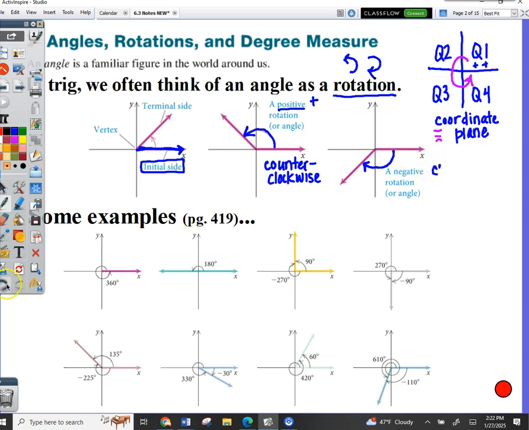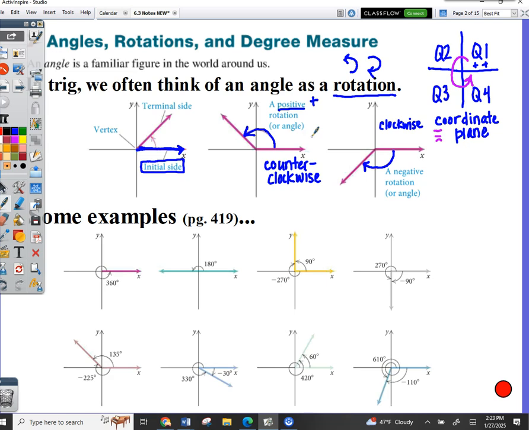Clockwise. This is clockwise. Let's see, I don't want to write it right there. I'll write it right here. This is clockwise. Now, you might be thinking, how am I going to remember positive goes counterclockwise, negative goes clockwise? Because it's kind of backwards, right? You would think positive's clockwise. It's not. They're backwards.